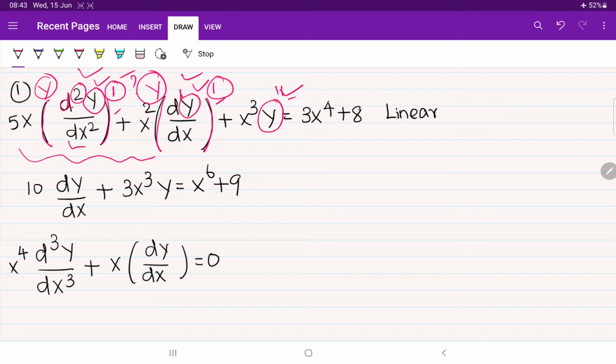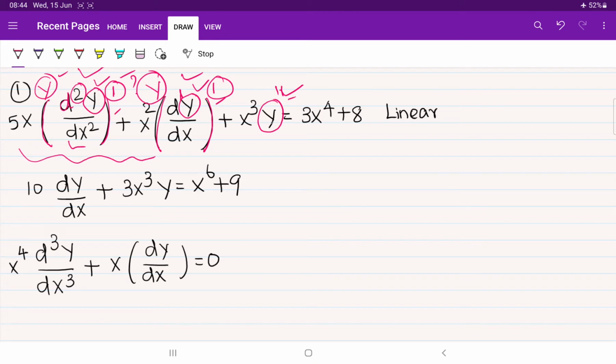And then I told you, in front of d square y by dx square, we should not keep y. Again, y means you have to remember, it may be y, y square, y cube, y power 4, or ln y, e power y, cos y. Y should not exist in any form in front of these derivatives. That is the second condition. So if your given equation satisfies these two, then you can directly say that the given equation is linear.